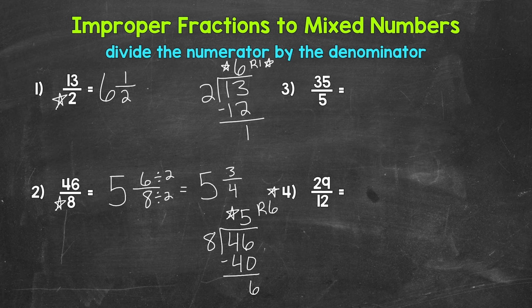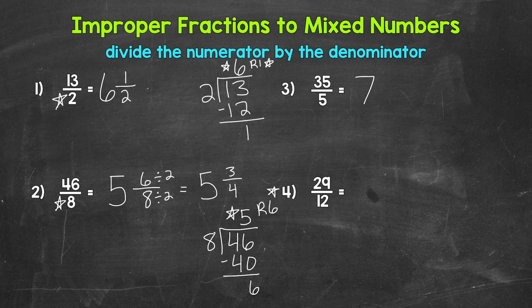So we need to divide. We need to do 35 divided by 5. Well, how many whole groups of 5 in 35? How many 5's in 35? 7. And that hits 35 exactly. We do not have a remainder here. Since we don't have a remainder, we don't have a fractional part. We just have a whole number. And we are done. 35/5 equals 7. Again, we don't have a remainder. So this works out to be just a whole number. Lastly, let's move on to number 4, where we have 29 over 12.